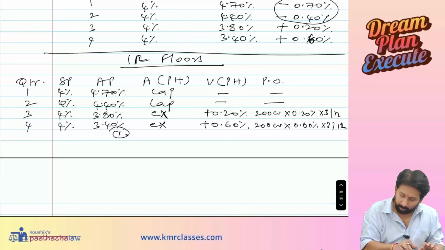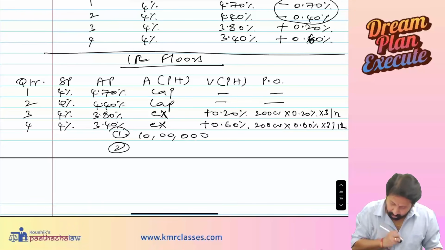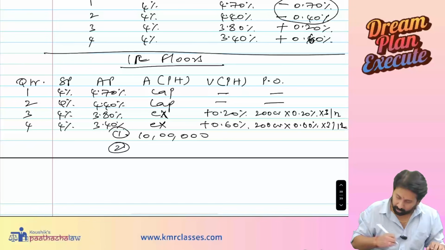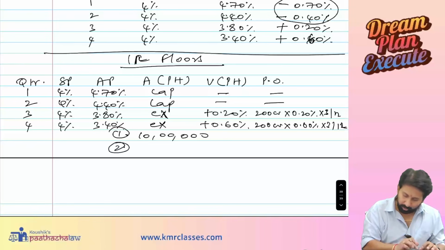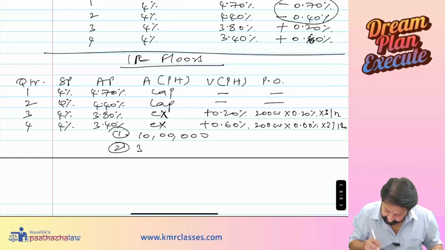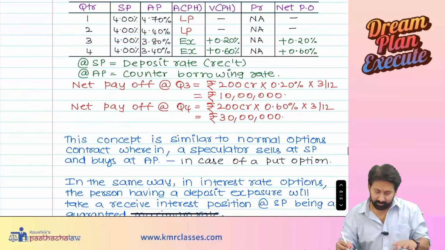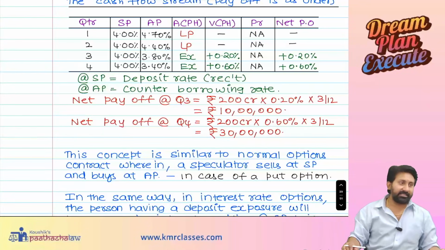200 into 0.2% into 3 divided by 12 into 1 crore, you get 10 lakhs. 10 lakhs. Number 2: 200 crore into 0.6% into 3 divided by 12. Okay, 0.3 into 1 crore, 30 lakhs. 10 lakh and 30 lakh is the answer. Perfect.